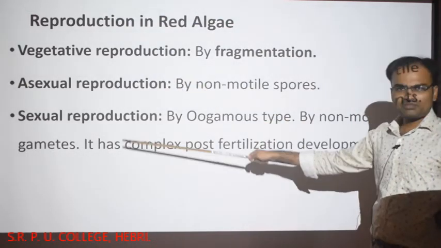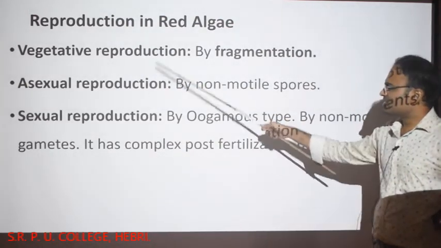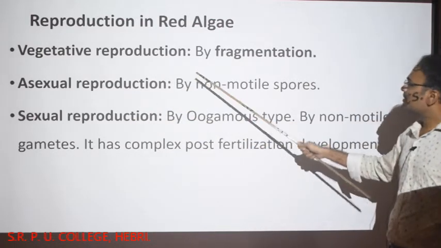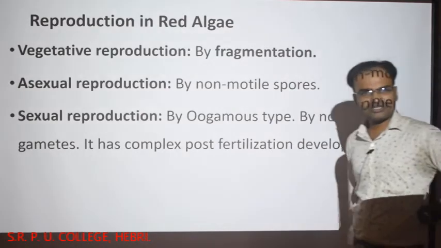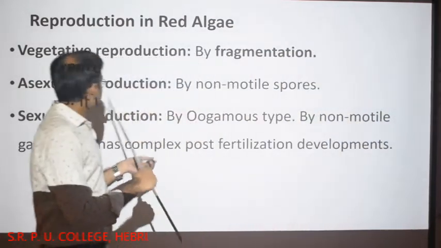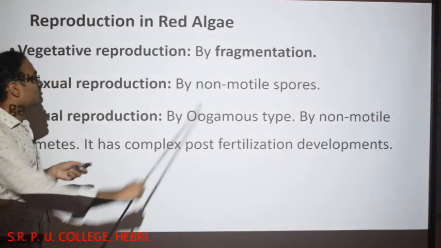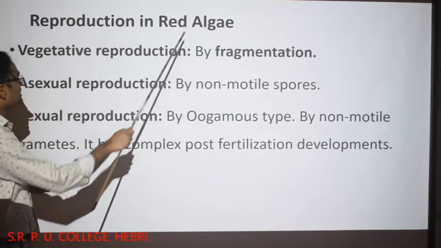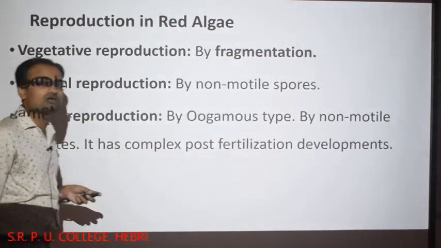Again the same types of steps we are getting: vegetative, asexual, sexual, all the types are present. The vegetative reproduction is by fragmentation. It is common in all the three classes. Asexual reproduction is by non-motile spores. This is very important. The asexual reproduction in case of red algae is by the production of non-motile spores.